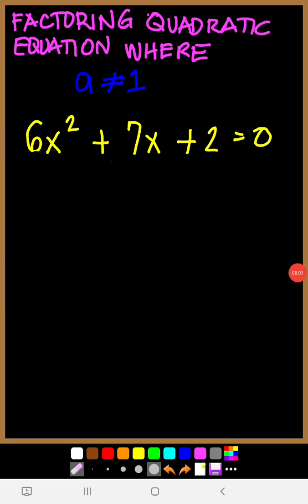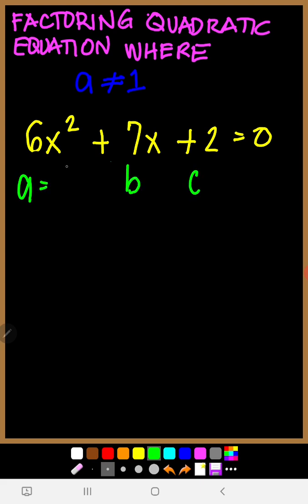In this video, we are going to factor quadratic equations where a is not equal to 1. The first step in doing so is to identify the a, b, and c. But before that, make sure that the quadratic equation is in standard form, ax squared plus bx plus c equals 0. Meaning to say, all terms are on the left side. Now, let us identify our a, our b, and our c.